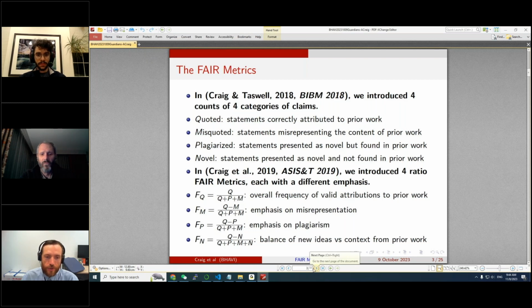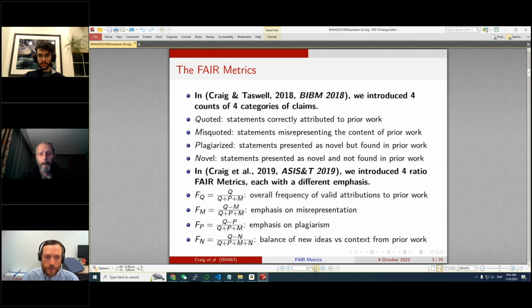We then take these 4 ratios, each of which emphasizes a different aspect. So F sub Q is sort of a general, okay, how well are they doing when it comes to correctly citing prior work, whereas F sub M gives more emphasis to misrepresentation, F sub P to plagiarism, and F sub N is representing the sort of balance of new ideas to context from prior work.